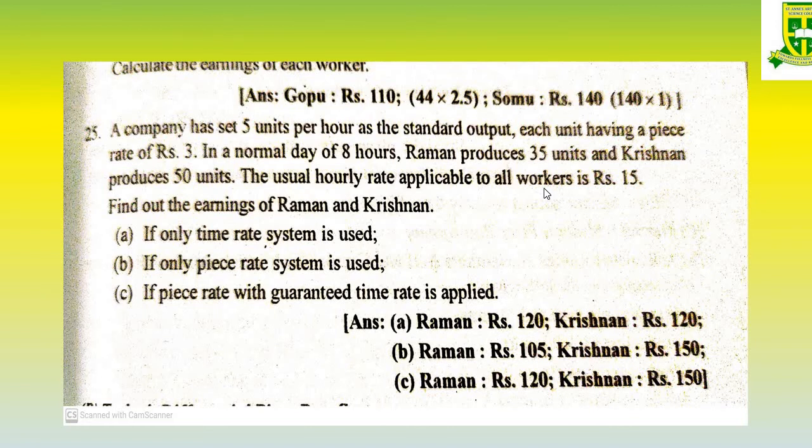First write down the question: find out the earnings of Raman and Krishnan when working under time rate, piece rate, and piece rate with guaranteed time rate. So first, you have to use the time rate formula. Second, you have to use the piece rate formula. Third, you have to compare both rates. For A, whichever is beneficial, that value has to be taken. For B, whichever is beneficial, that value has to be taken. So that is the third piece of information given.